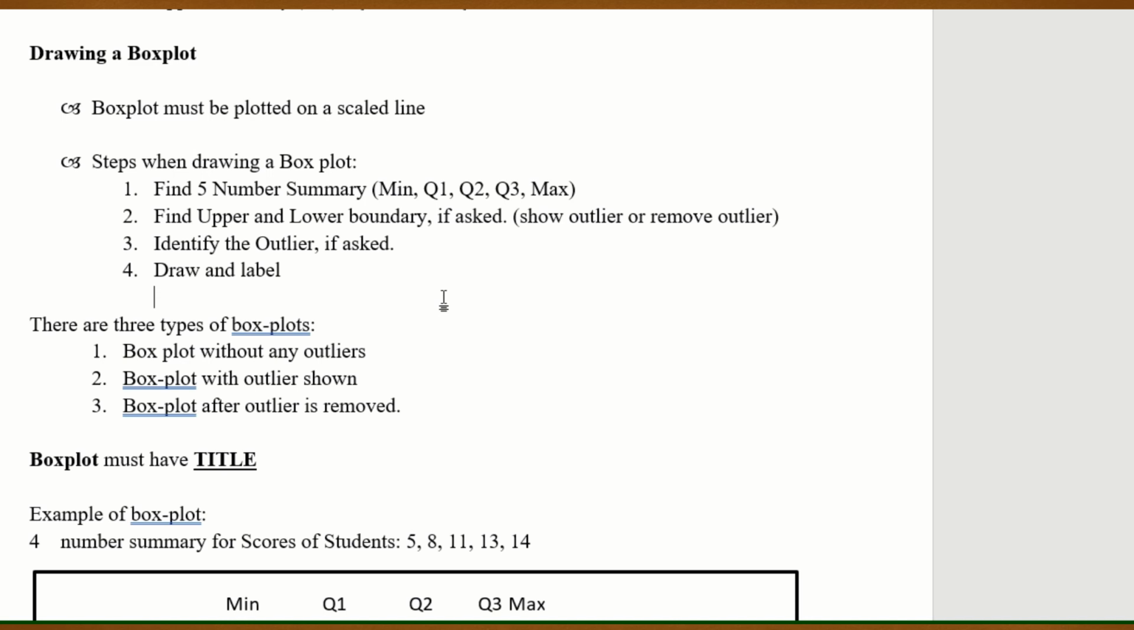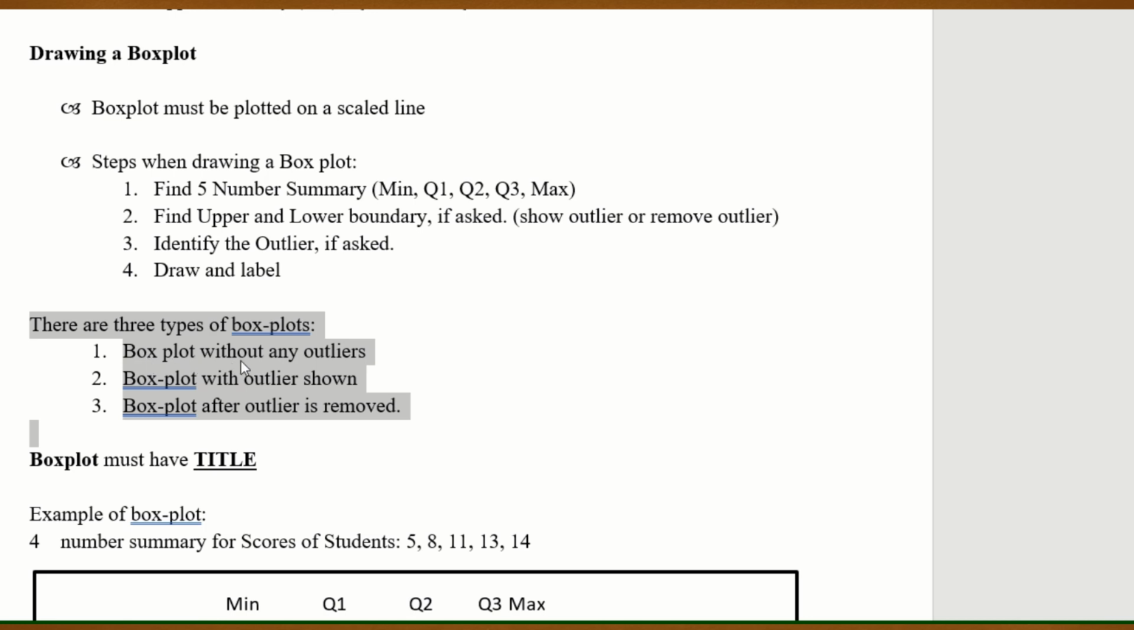Identify meaning you calculate your upper and lower boundary and you're going to see, is there anything outside of these boundaries? Are there any outliers? Oh yes, this is it. So you will show. I will teach you later how to show. Then you will draw and you will label. I'll teach you how to label as well. So there are 3 types of box plot that you must know how to draw. Usually it will be tested all the time.